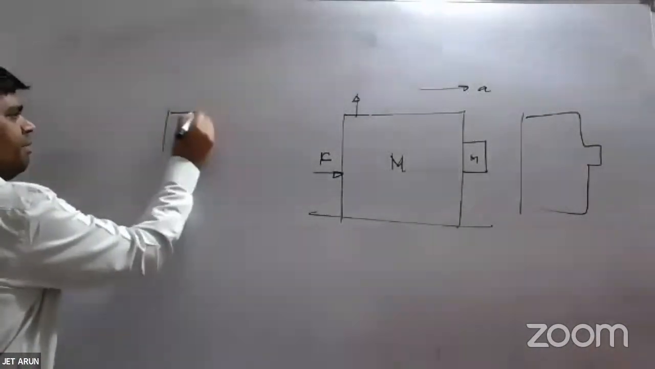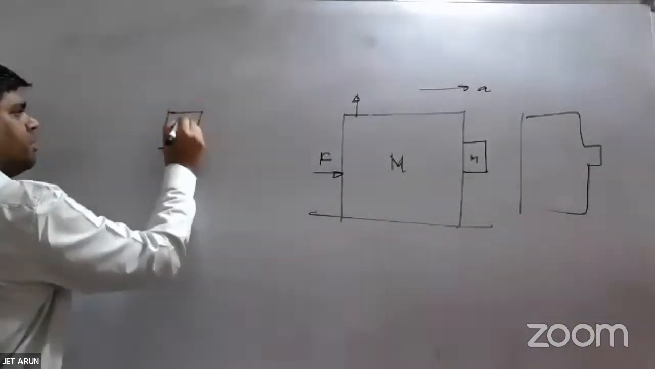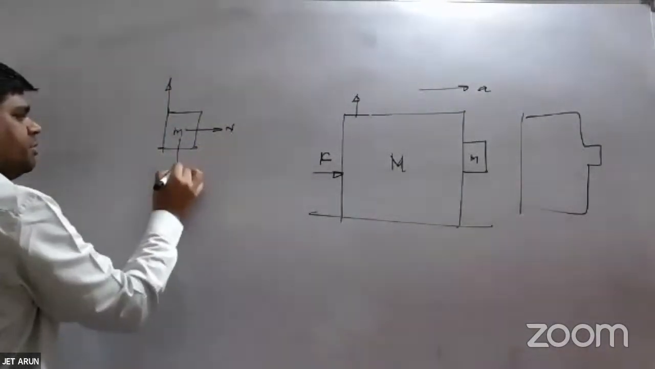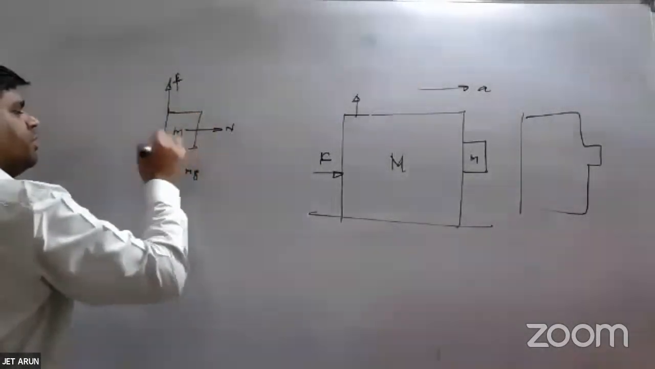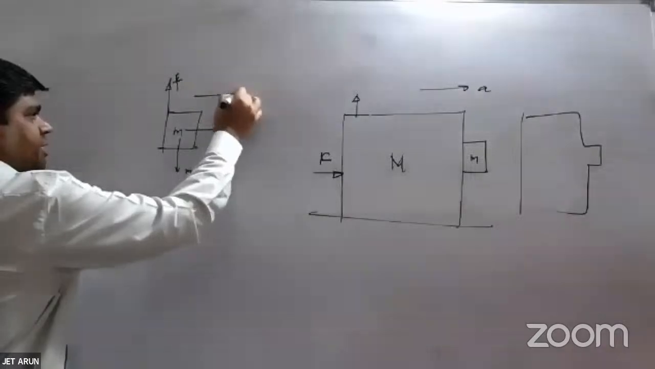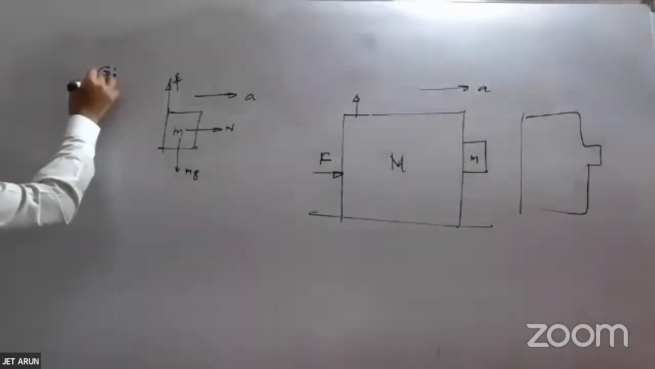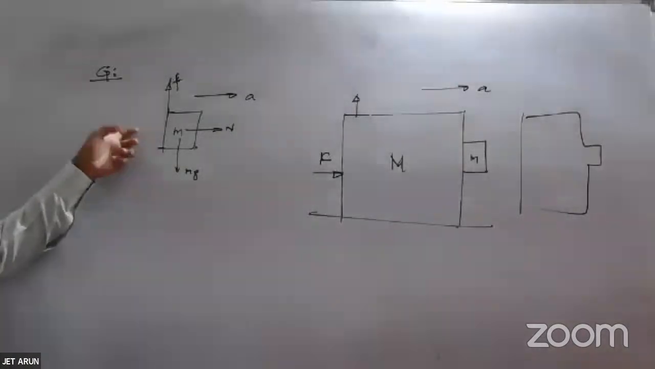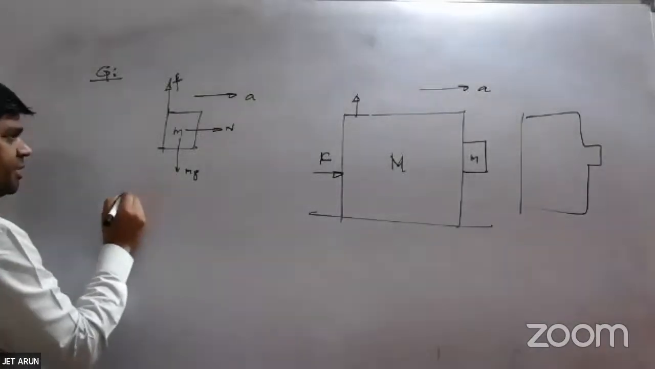So I've got the small block m, with normal reaction, mg and friction, and the acceleration is a towards the right. This is with respect to the ground frame. Look at this: I don't have a pseudo force now, but my MAD has changed. So the equations will again turn out to be the same mathematically.